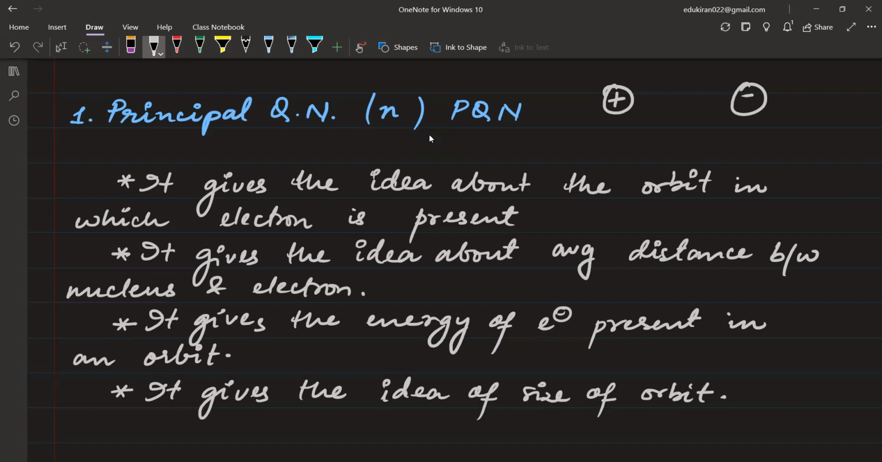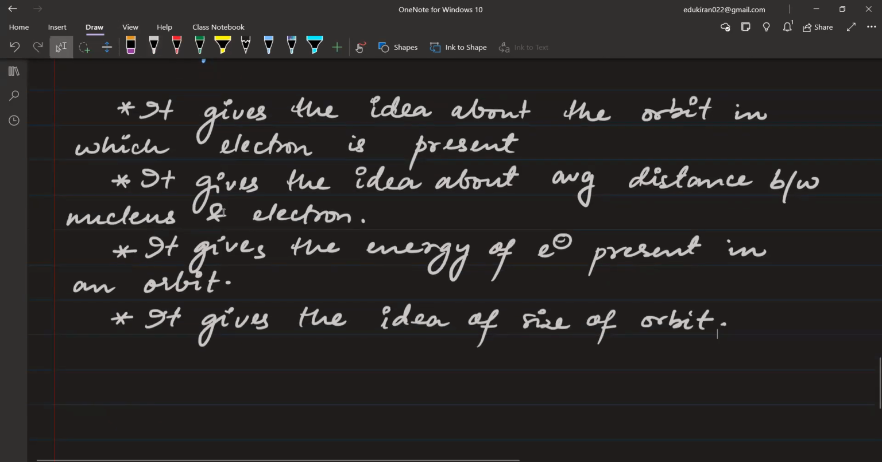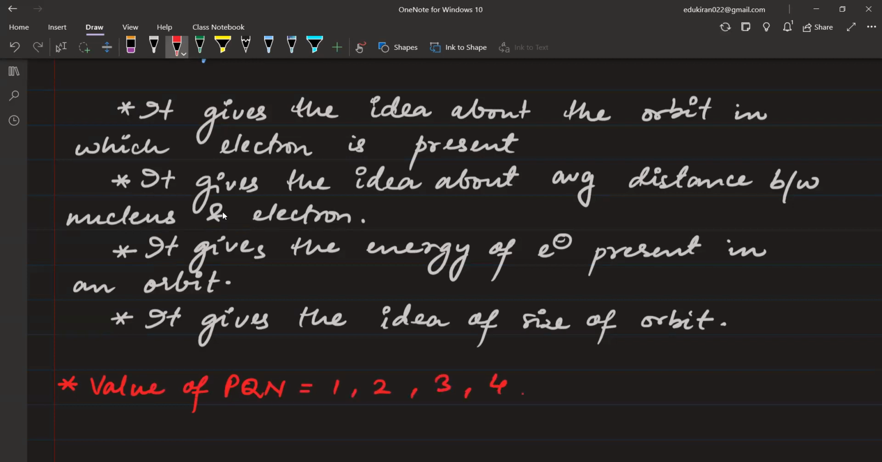So obviously, the first orbit will be smaller than the second orbit, which will be smaller than the third orbit. So these are the pieces of information that the principal quantum number gives. But the most important thing about the principal quantum number that you can remember and learn is the values of PQN. Okay, what are the values of PQN which are allowed? Each quantum number will have some allowed values. In this case, the value of the principal quantum number will start from 1, 2, 3, 4, and so on. So it is always a whole number. It is not a whole number, it is always a natural number.